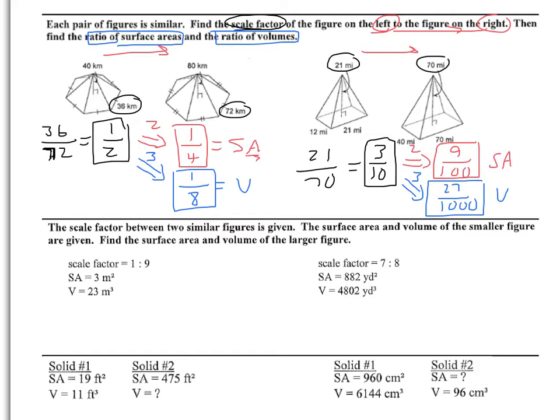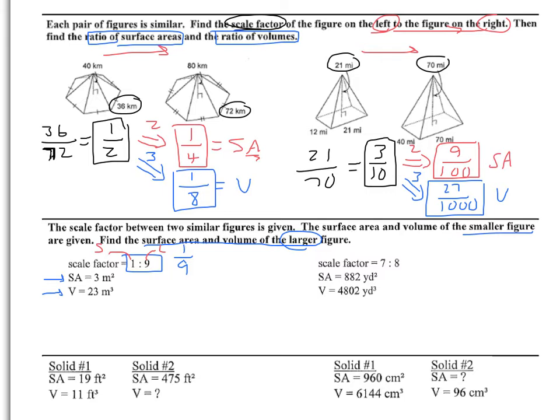So if you look at the next question, the next two here, we have the application of this. They give us a scale factor of 1 to 9. They give us the surface area of and the volume of the smaller figure. Find the surface area and volume of the larger. So if you look at this right here, this is the smaller, this is the larger. So they went small to big.